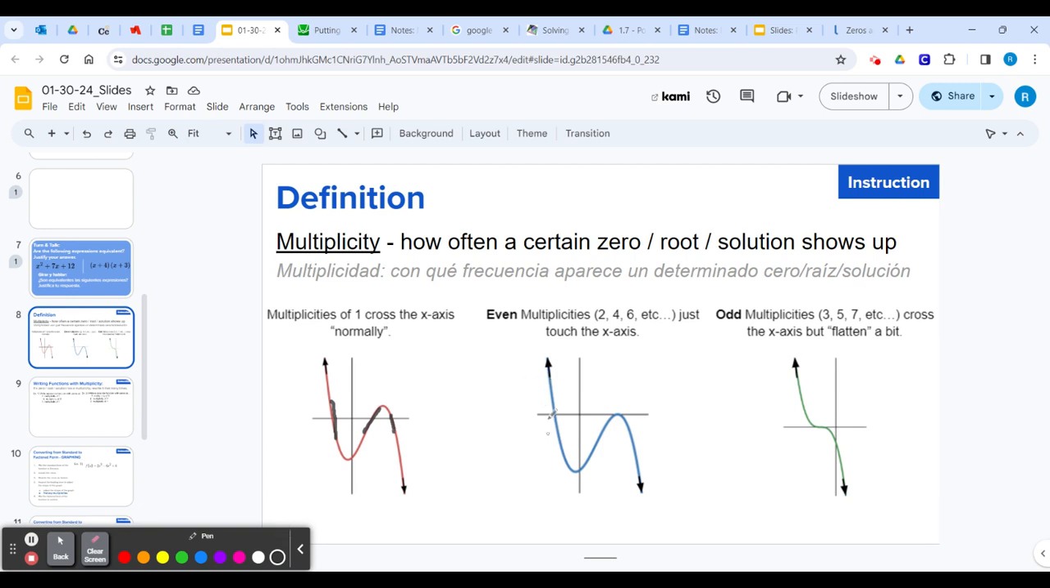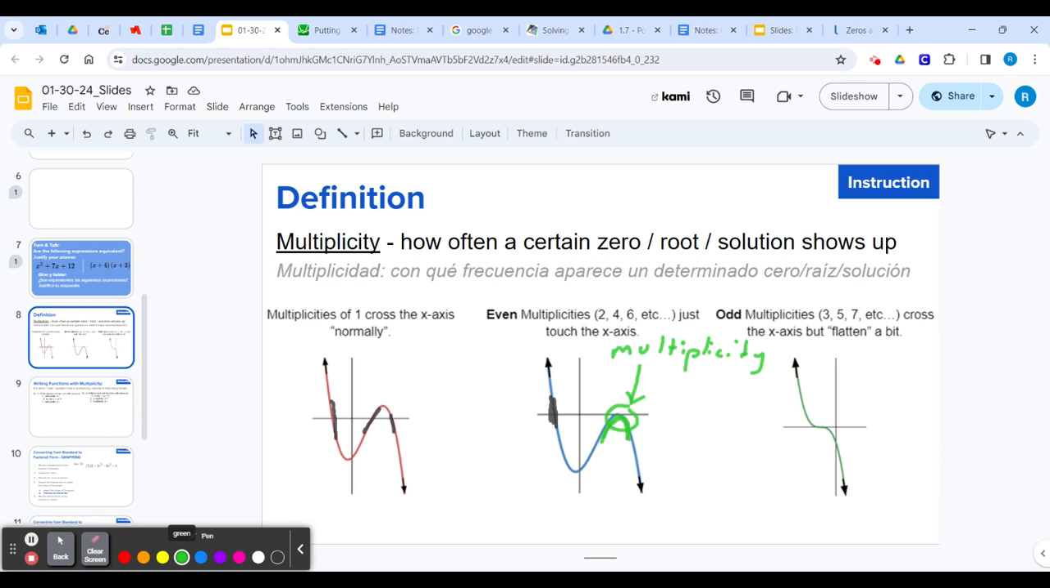If you look at our even multiplicities, they are just going to touch the x-axis. So we have one here that just crosses through. That's not going to have any multiplicity. That's just going to be 1. But if you look at right here, this graph kind of bounces off the x-axis. This has a multiplicity here. Okay, notice the difference between the line that crosses through like normal and the line that bounces off of our x-axis.